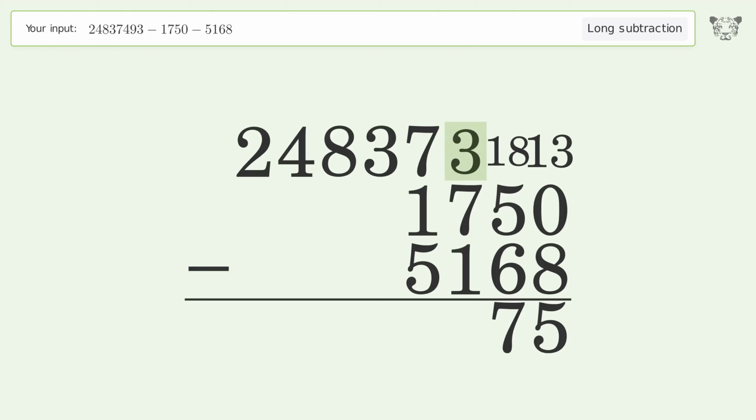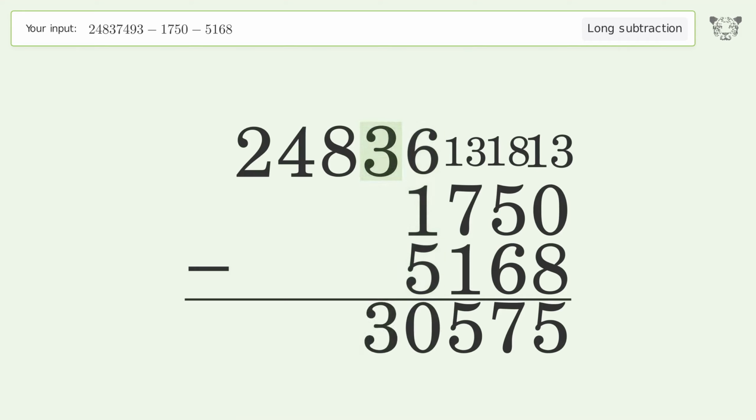Because the upper digit, 3, in the hundreds column is too small to get a positive difference, borrow 1 from the digit, 7, in the next number place which becomes 6, and get 13. 13 minus 7 minus 1 equals 5. 6 minus 1 minus 5 equals 0.